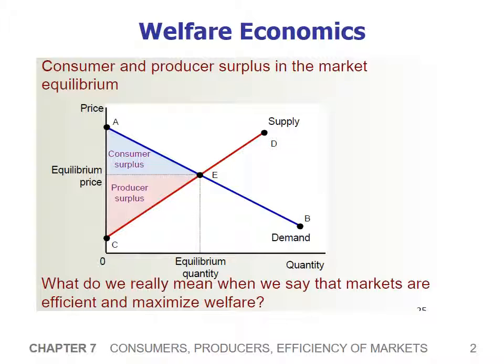In this chapter, we'll also learn that for society as a whole, the welfare that they achieve as a result of this equilibrium is the best that they can achieve. A deviation from the equilibrium will result in a lowering of the welfare of society.